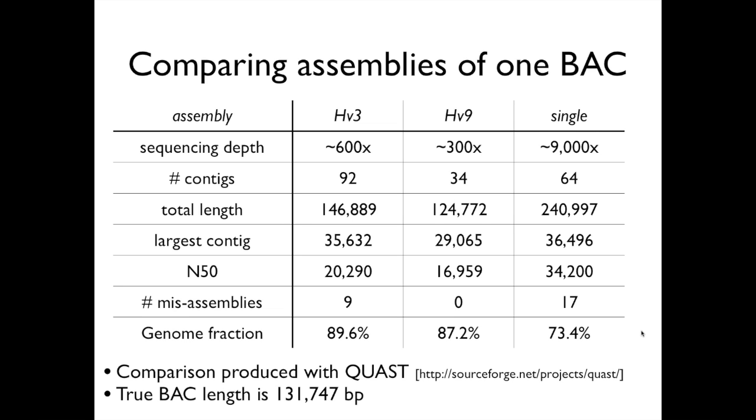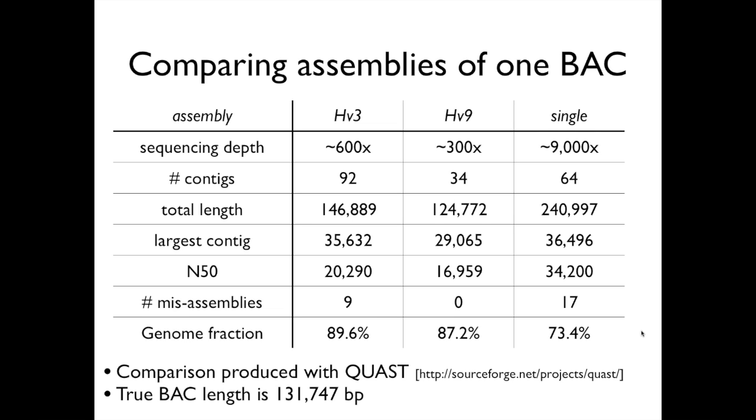So this table summarizes the comparison. For HV3, about 600x coverage; that BAC in HV9 at 300x coverage; and as a single BAC at about 9,000x coverage. When you assemble them using Velvet, as you can see, you have the number of contigs, which is actually the smallest in HV9. This BAC was about 131,000 base pairs. So actually, the assembly in HV9 is the closest to the true size.